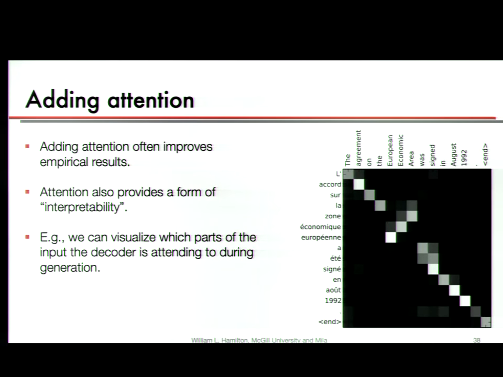So here's an example of French to English, where you can see for the most part it's pretty diagonal, which means that, as you'd expect, French and English word order is pretty similar. So when we're generating the fifth word in the English sentence, this is attending to the fifth word in the French sentence. Although you can see here we have a reversal because adjective placement in French and English is reversed. So it's cool, right, in the sense that LSTMs are totally uninterpretable.